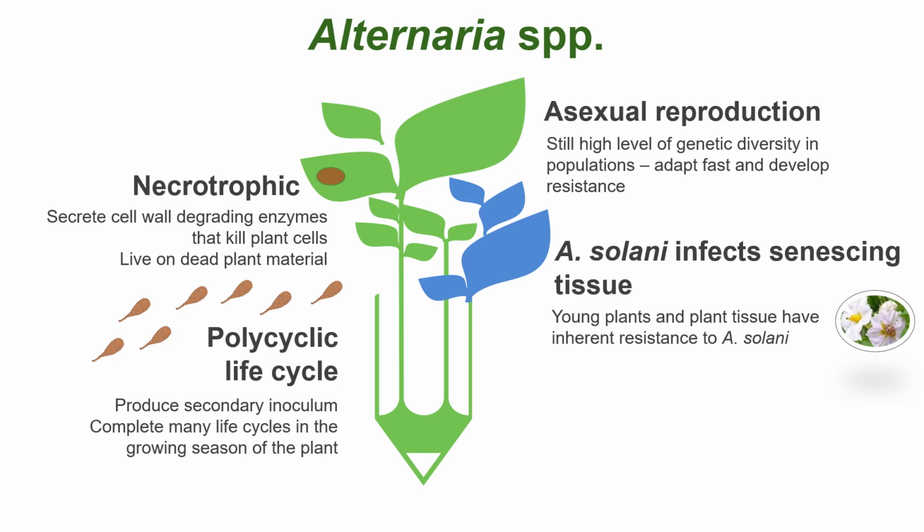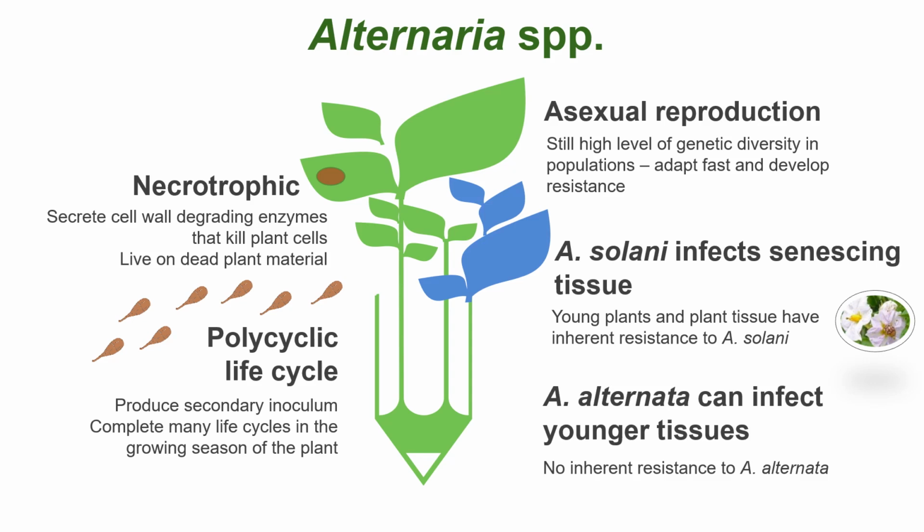Now, by contrast, Alternaria solani infects senescing tissue. So as the plant starts dying, it is more susceptible to Alternaria solani infection. Young plants and young plant tissue have inherent resistance to Alternaria solani. This is why we see the symptoms of early blight at the end of the season.